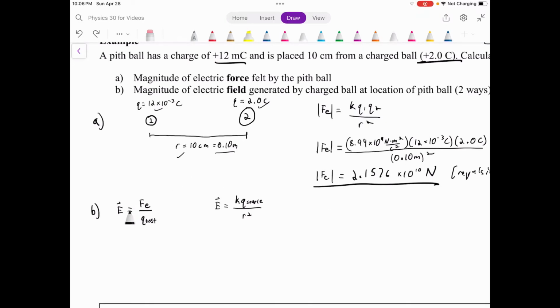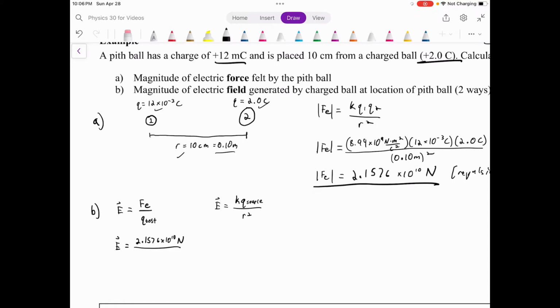Okay, I'll do it this way first. The electric field is equal to the force felt by another charge when placed there, okay? So we've calculated that that charge is going to feel a force of 2.1576 times 10 to the 10th power newtons. Now, question for you. What charge am I about to divide by? Should I divide by 12 millicoulombs or should I divide by 2 coulombs? I need to divide by 12 millicoulombs for this equation, right?